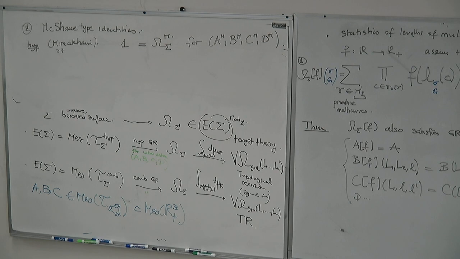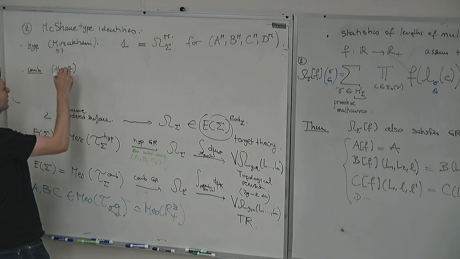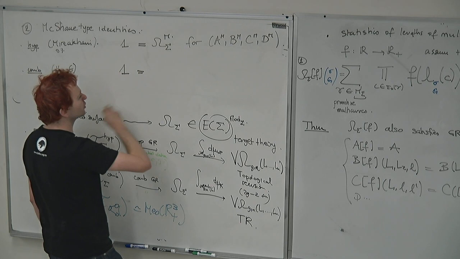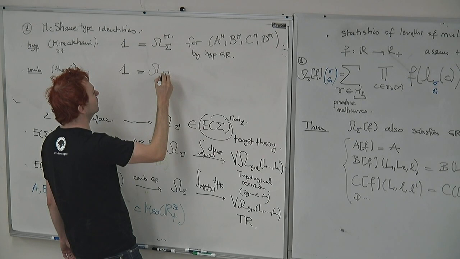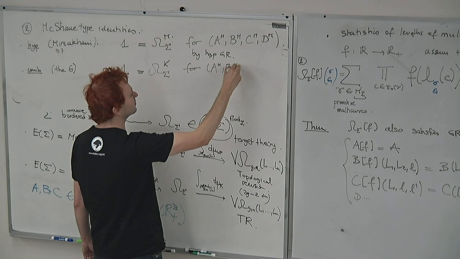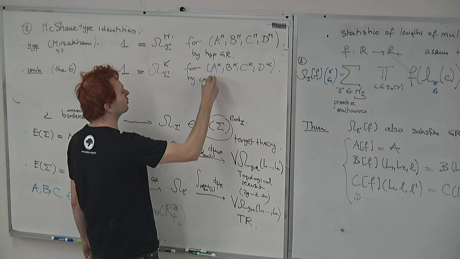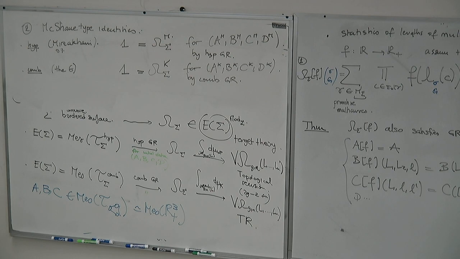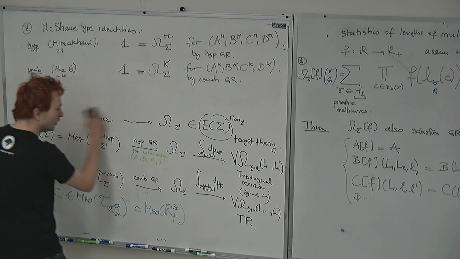If you want to do combinatorial Teichmuller theory, I think what Severin showed, actually this 6-1 is also obtained by hyperbolic GR, is what I will denote omega sigma k for another initial data, which is explicit and I'm not going to write, by combinatorial GR. So you have this sort of partitions of unity to write the function 1 as a sum over homotopy classes of pairs of pants. And these are extremely useful because of what I said here.